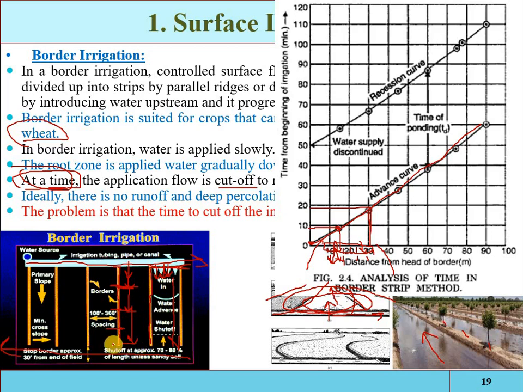Now when the water reaches the downstream portion of the field, stop the inflow into the border, meaning cut off the flow. When you cut off the flow, the water will gradually start disappearing from the land surface. First the water will disappear at the upstream area, then gradually from the downstream area. When the water disappears from a point, note down the time period.